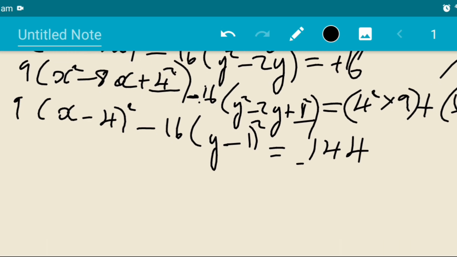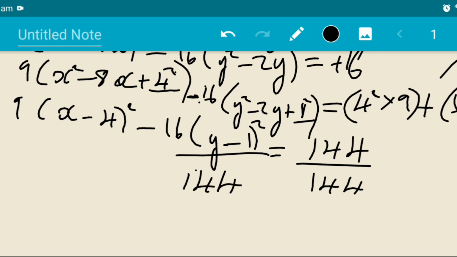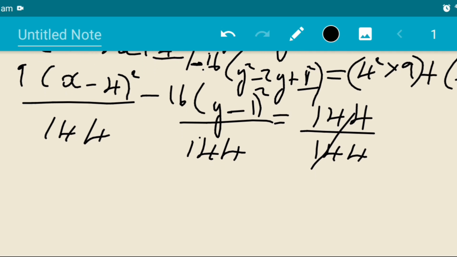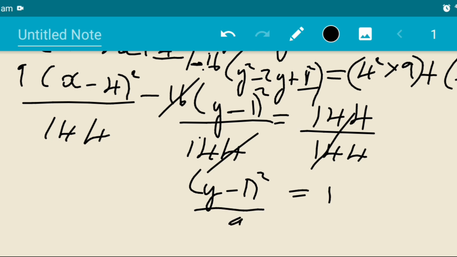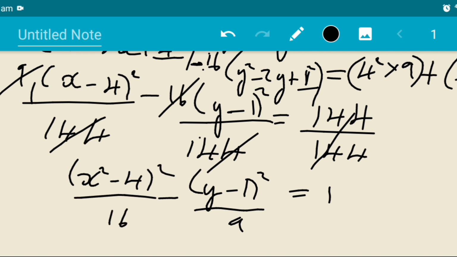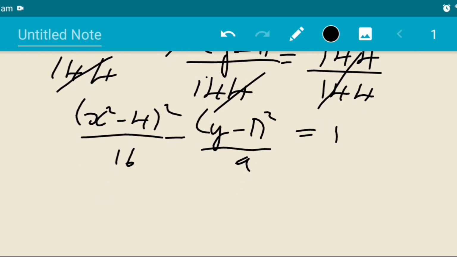So let's simplify this even further. We divide both sides by 144. So there into itself, that's a 1, should be equal to 16 into 144, we're going to have a 9. So this here would be over 9. Then minus, 9 into 144 would be 16, so this will be x squared minus 4 squared over 16. So we have our equation now.